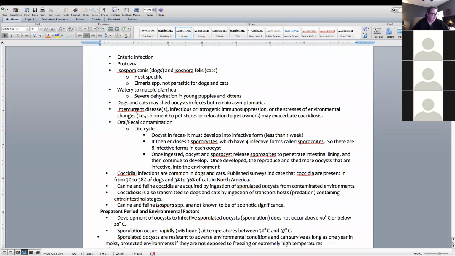So we talked about how it can be shed, they can be asymptomatic, they can have another disease, and if they have environmental stress, it can exacerbate the condition. It's going to be an infected oocyst, and then the sporocyst forms a sporozoite. And again, they penetrate that lining, and then they shed the cyst. So often we're looking for the coccidia cyst on a fecal exam.